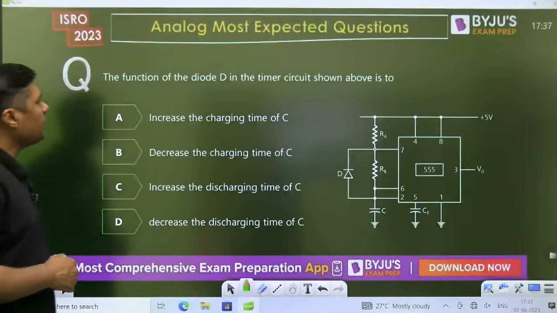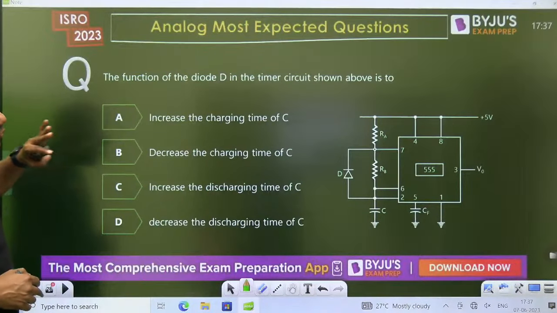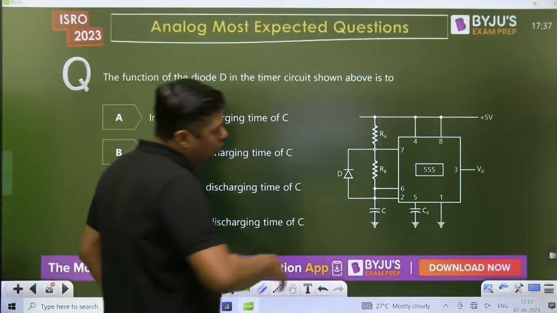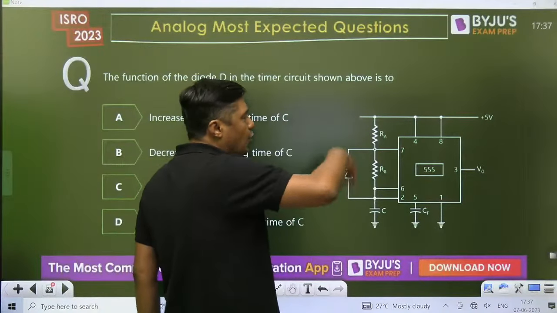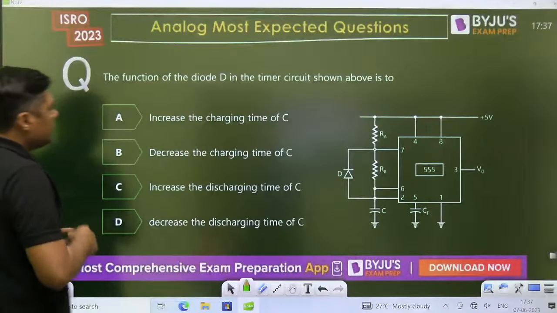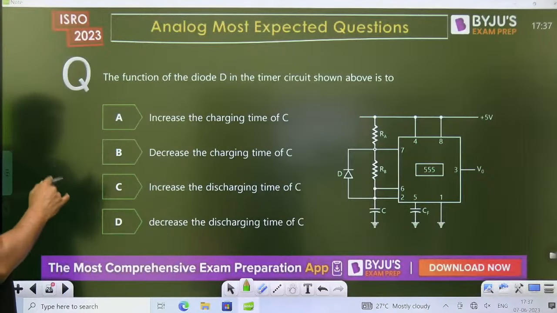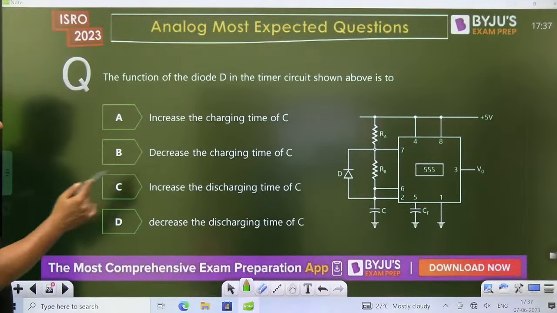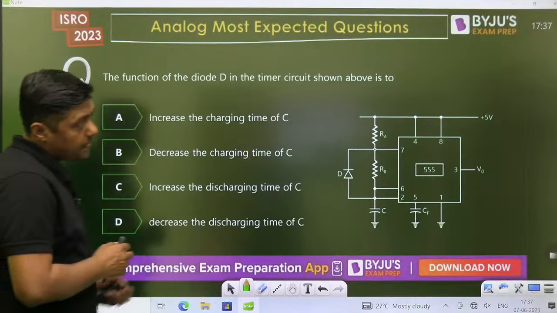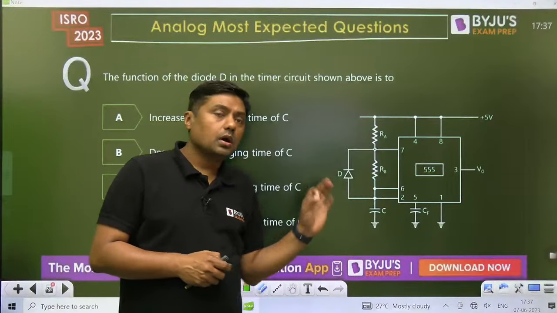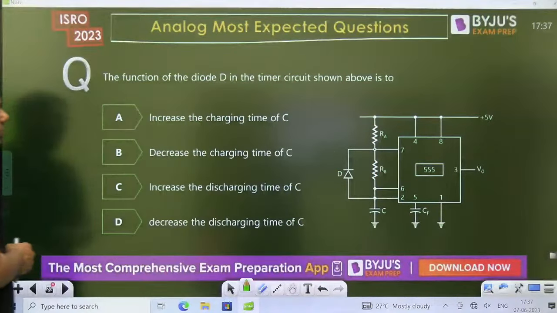So this is the 555 timer. The function of the diode in the timer circuit shown below is, what is the role of this diode? They will give you the answers: increase the charging time of the C, decrease the charging time of the C, increase the discharging time of the C, decrease the discharging time of the C. Now, this is a 555 timer. I'm giving you the very basic concept about that.